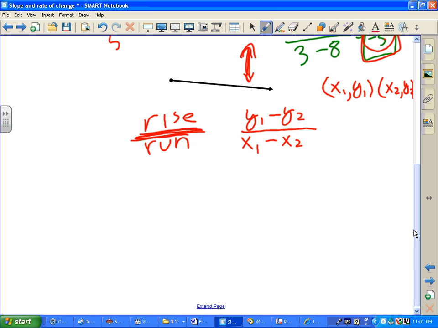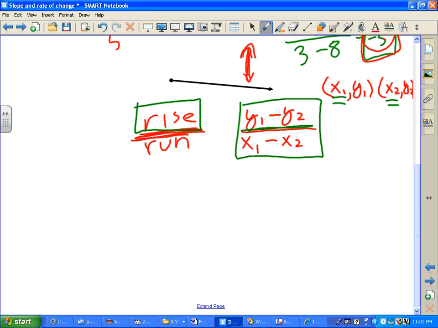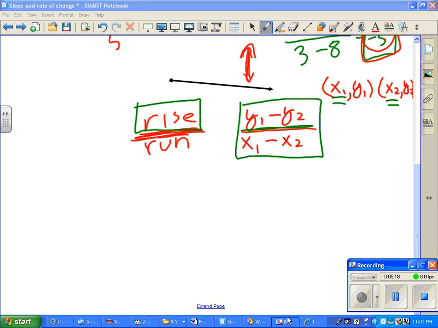Now here's where folks get in trouble. Here's where you have to be careful. It is y's over x's. Don't subtract the x's on top because they come first. It's rise over run. Y's over x's. Rise are the y's. Okay? Rise over run. Let's check my time. Doing okay.